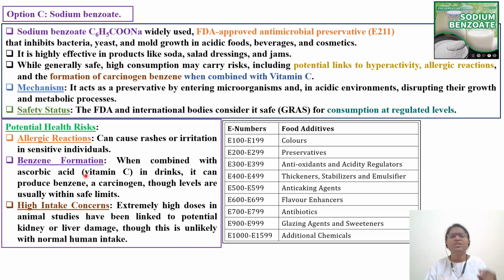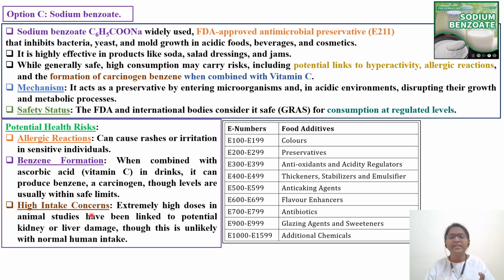Then benzene formation, not in all products, only in soda-type drinks where vitamin C is present, coming in contact with sodium benzoate. Because sodium benzoate has a benzene ring, that is probably the reason for the formation of benzene, and there is a carcinogenic risk associated with it, that too in a high concentration, not the concentration in which we are consuming it in the drinks.